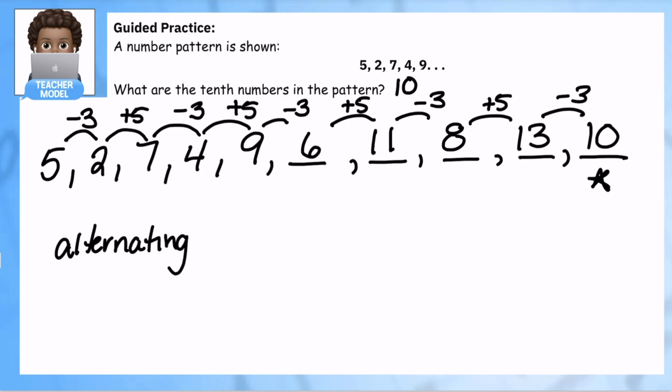So this is a really awesome problem. Remember, you're just following those 3 steps. Identify what kind of pattern you have, figure out what the rule is, and then use that rule to answer the question. In this case, it was to find the 10th number in the pattern.